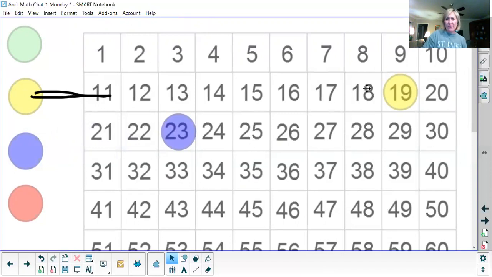So if I were counting, which would come first on the number chart? 19, I would say first. It's earlier on the number chart. And I have to keep going to get to 23. So that means that 19 is a smaller number than 23. And I know that because 19 has 1 ten and 23 has 2 tens. So I'm going to say that 19 is less than 23.